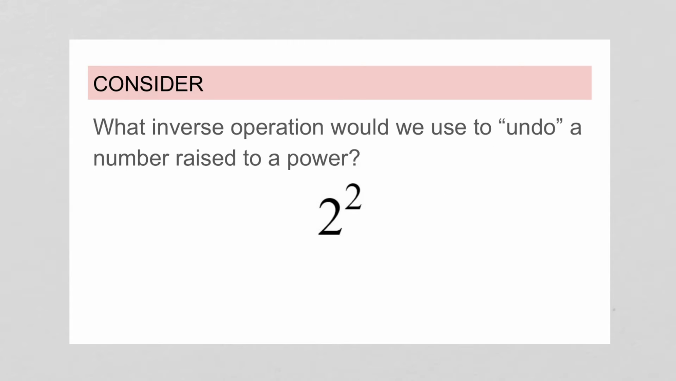But let's think about it now. What inverse operation would we use if we wanted to undo a number raised to a power? Because you're not just multiplying randomly, you're multiplying that base. So think about that for just a moment.